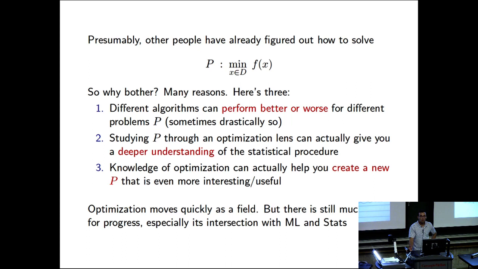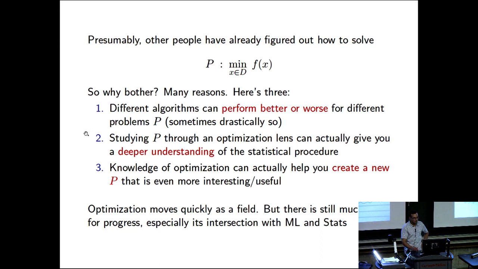So you could ask, why bother? We already have something like CVX at our disposal, and even if I didn't have CVX, I could probably look up good software for SVMs. So, why would I bother? Well, I'm going to give you 3 reasons. The first is that different algorithms can perform better or worse for different problems.